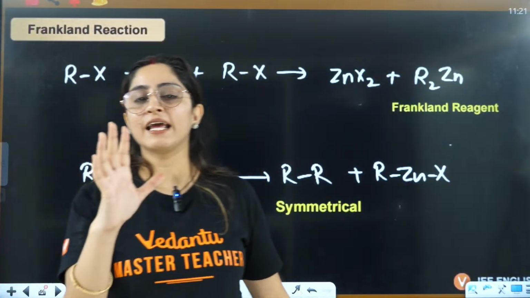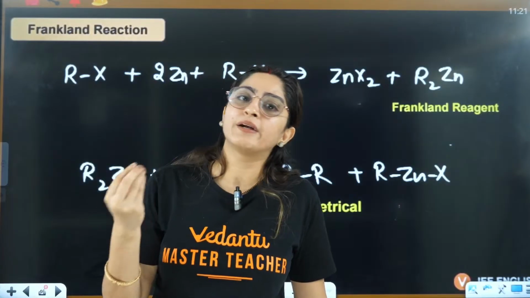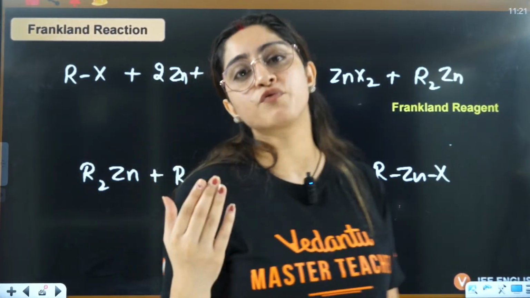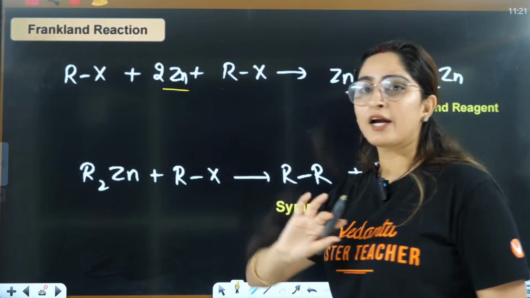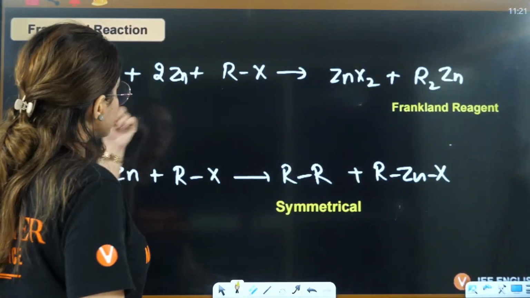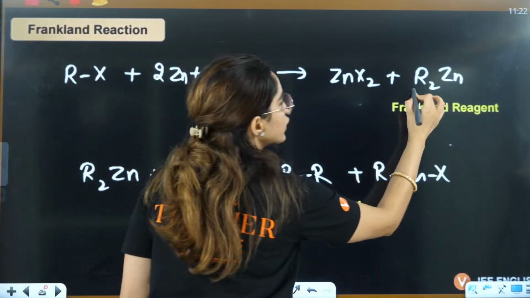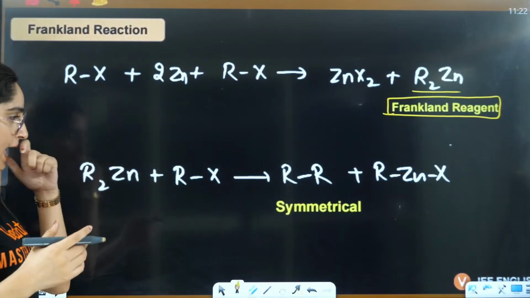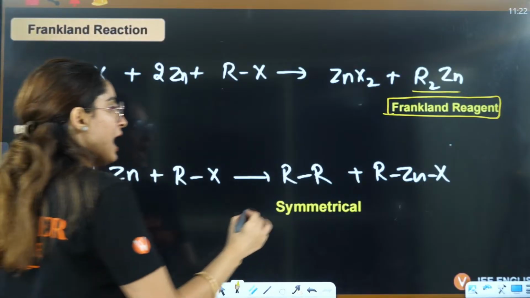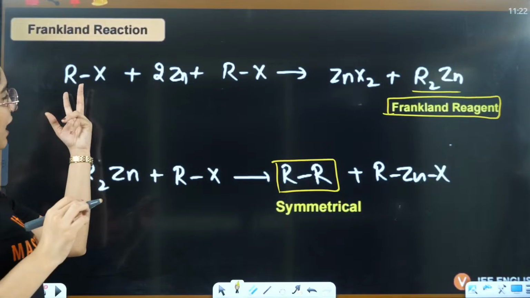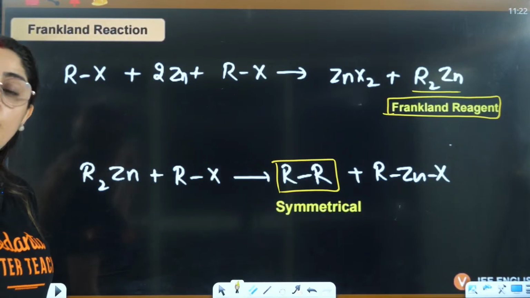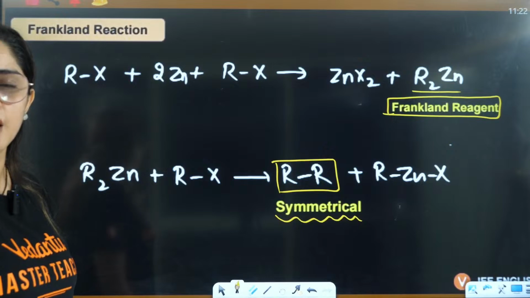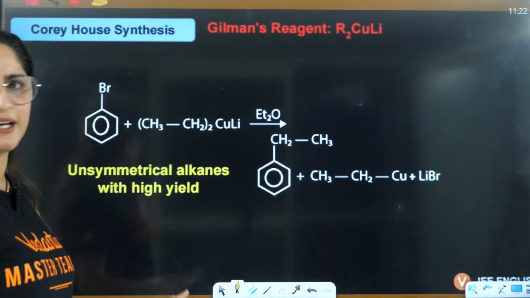Now next is the Frankland reaction. We know that in the Wurtz reaction, only symmetrical alkanes can be formed, right? In the Frankland reaction, we use zinc. RX with Zn will give you R2Zn, which is called the Frankland reagent. This is one of the organometallic reagents. This will react with RX again and give you R-R. That means from RX you are again forming R-R. The important part here is that again symmetrical alkanes are formed, so again it is not that useful and not that asked, okay?